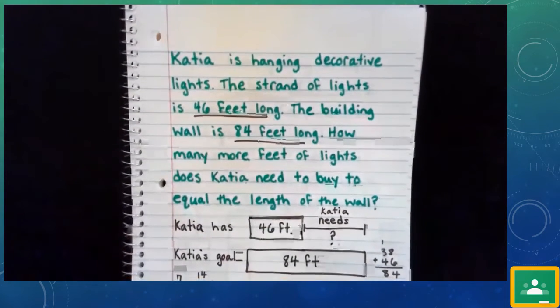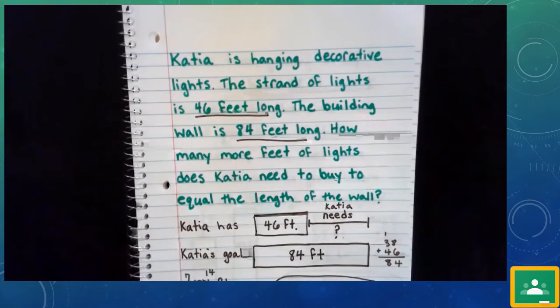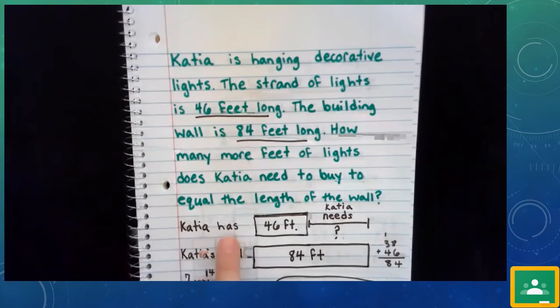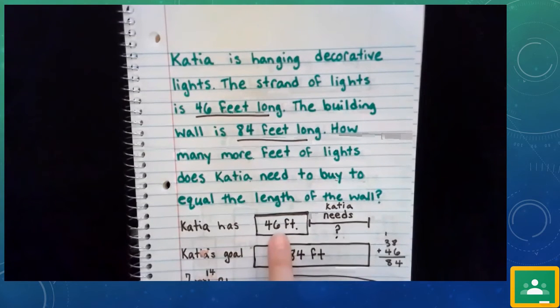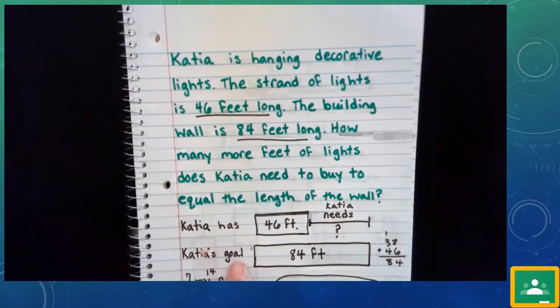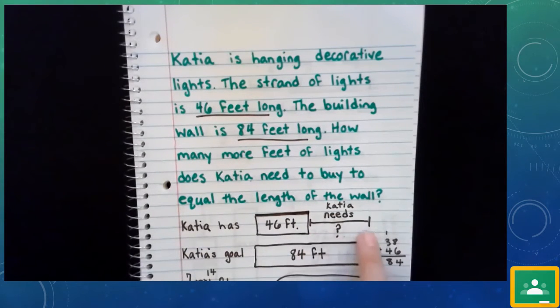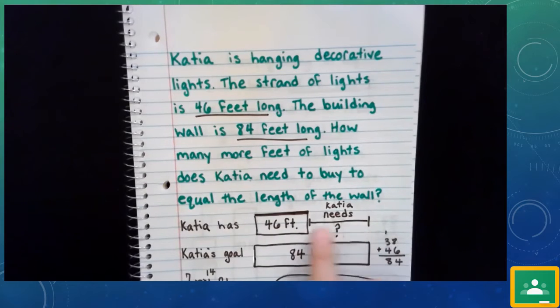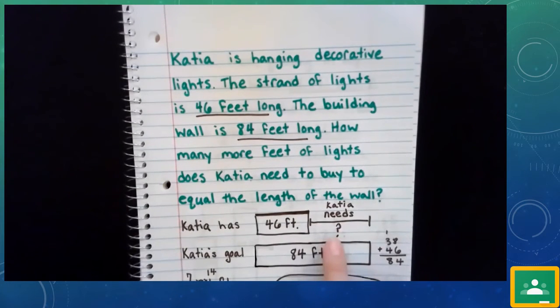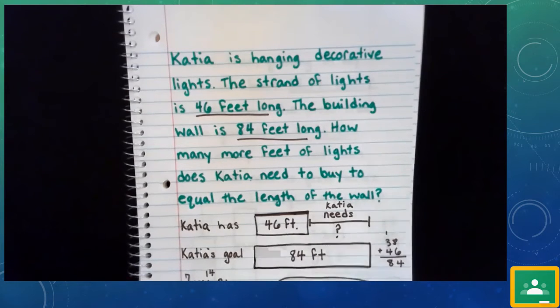I drew this tape diagram to help me visualize this problem. Here's what Katya has. She has 46 feet. She's already bought those lights. Her goal, what she wants to get to, is to cover the entire wall. So her goal is to get 84 feet. So what she needs is this space between where 46 ends and 84 feet ends. That's what she needs, this information that we do not know yet. But we know how to solve this.